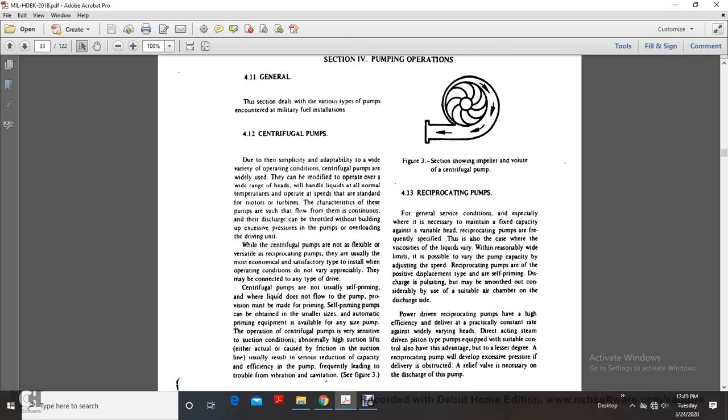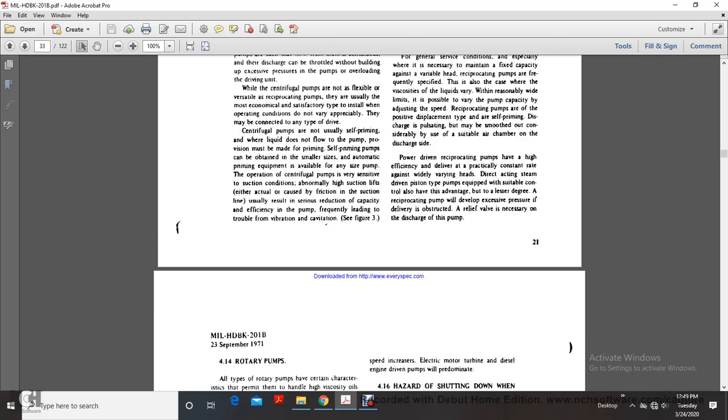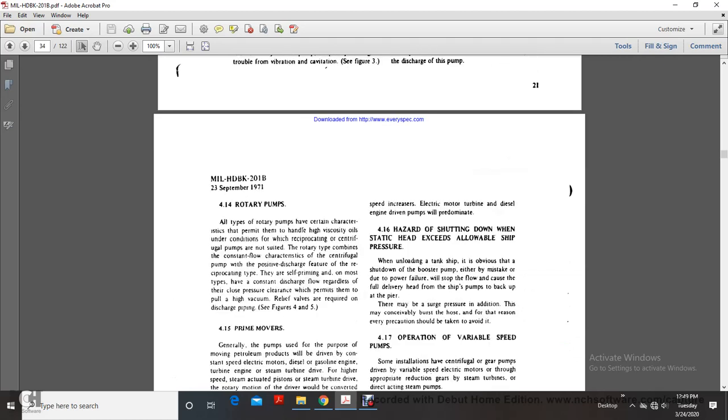A power-driven reciprocating pump with high efficiency delivers practically at a constant rate against a wide variety of heads. The direct-acting steam-driven piston type of pump, if equipped with a suitable control, also has the advantage of a lesser degree. A reciprocating pump will deliver excessive pressure if the discharge is obstructed, so a relief valve is necessary on the discharge of the pump. 414. Rotary pumps.